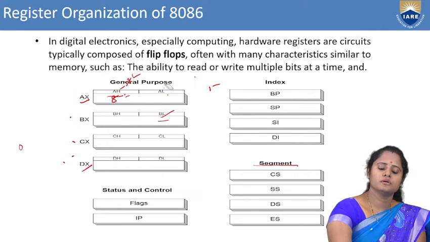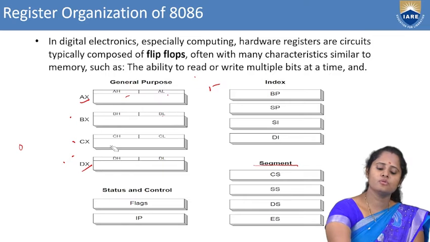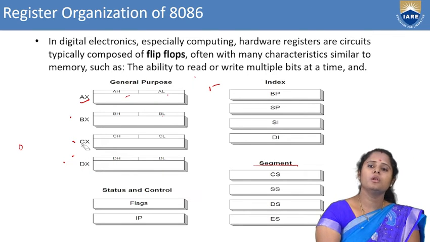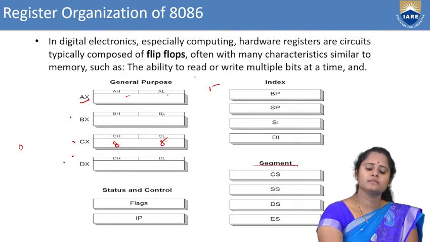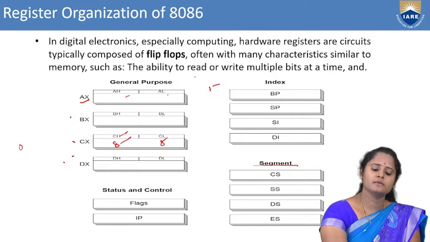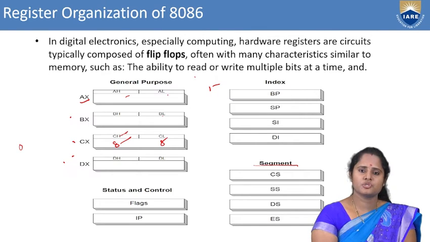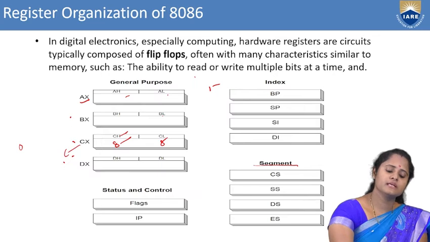So what is a counter? Again, CX is also divided into a lower 8-bit and a higher 8-bit. The lower 8-bit is indicated by the CL register, and the higher 8-bit is indicated by the CH register. So C indicates it's a counter.